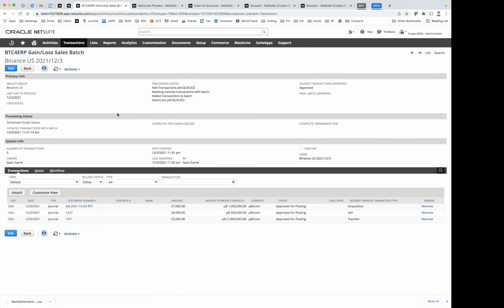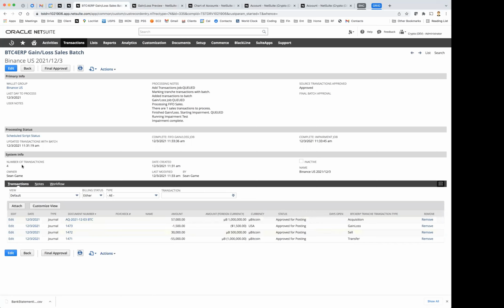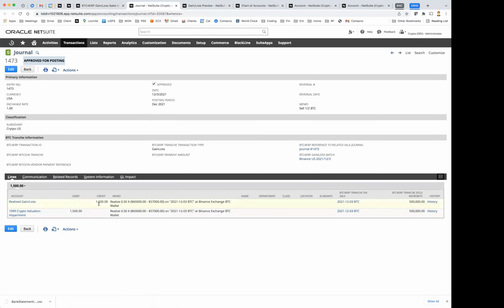Okay. So now it's going to actually run the process, and what it's doing is essentially what we saw here on this release, the gain loss preview. Okay. So it just created this extra transaction, which is our gain loss transaction. Let's open that. So right here is where it gets tied together, right? This is our transaction that records our gain or loss associated with the sale here.